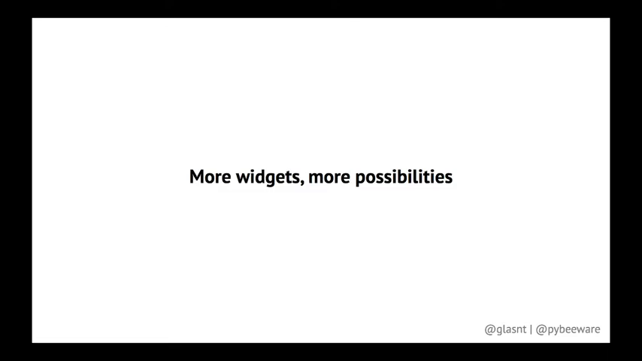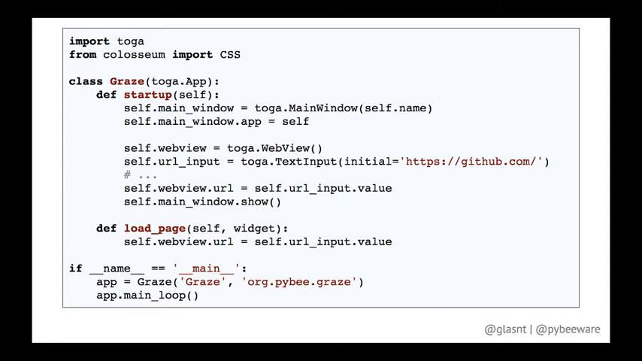But what else can we do? We've just been talking about fields and buttons. The more widgets we have, the more possibilities there are. So we create a class called Grays. We create a startup method, which initializes our window. And then for this widget, we're going to be using a web view. We have an input target, which is the URL we want, and we have a button. When we click the button, it'll load our page. We're calling this Grays because with a web view, we are now creating a browser.